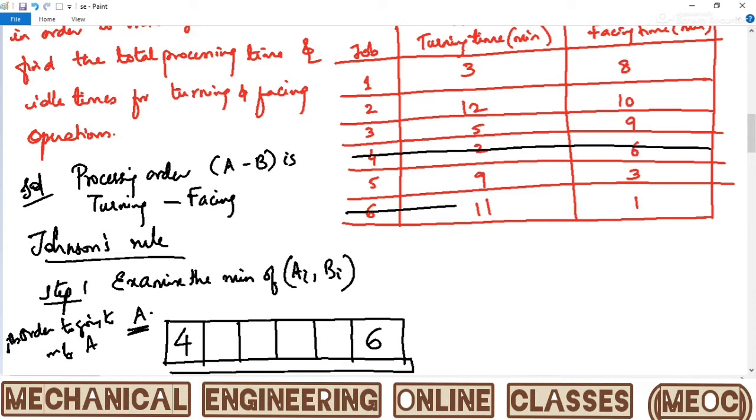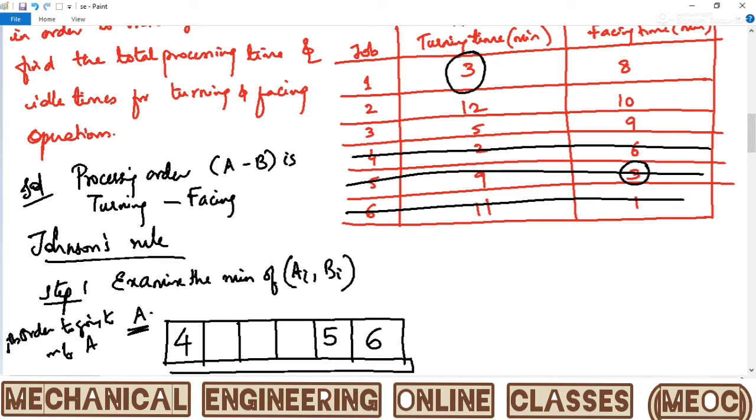We don't have to check with the 4th job and 6th job. Now whatever is remaining: 3, 8, 12, 10, 5, 9, 9, 3. Whatever is minimum in these, the minimum is 3. This minimum is 3 for job 5 on machine B. Because it is minimum on machine B, we will write the 5 here. Now this 5th is also done. Now we have to check the remaining ones. Now jobs 1, 2, 3 are left. So the minimum of 3, 8, 12, 10, 5 and 9 is 3.